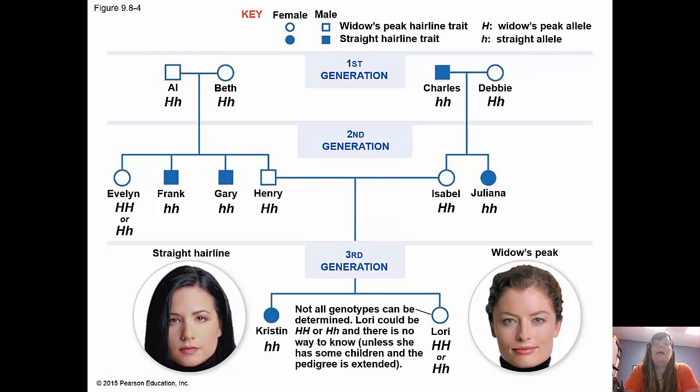Now, not all genotypes can be determined. For example, Evelyn over there. We know that Al and Beth are heterozygotes, but we don't know if one of them gave Evelyn the dominant trait or if they both gave Evelyn the dominant trait. Because Evelyn doesn't have children, so we can't see what her offspring look like. So she could still be either or.